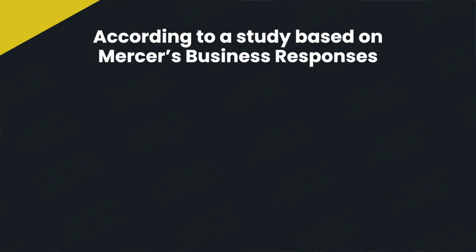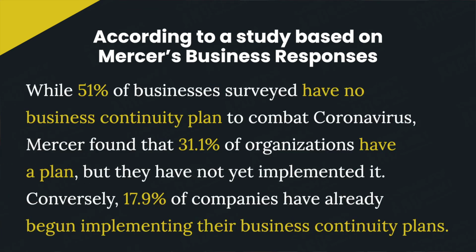According to a study based on Mercer's business responses to COVID-19 outbreak survey, while 51% of businesses surveyed have no business continuity plan to combat coronavirus, nobody had a plan for coronavirus. Mercer found that 31.1% of organizations have a plan, but they have not yet implemented it. And I wonder how many of those businesses are no longer in business. Conversely, 17.9% of companies have already begun implementing their business continuity plans.